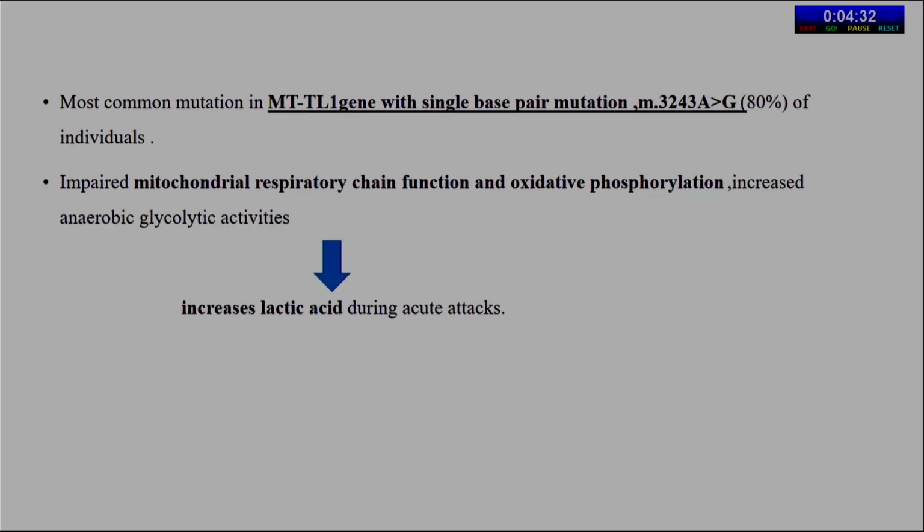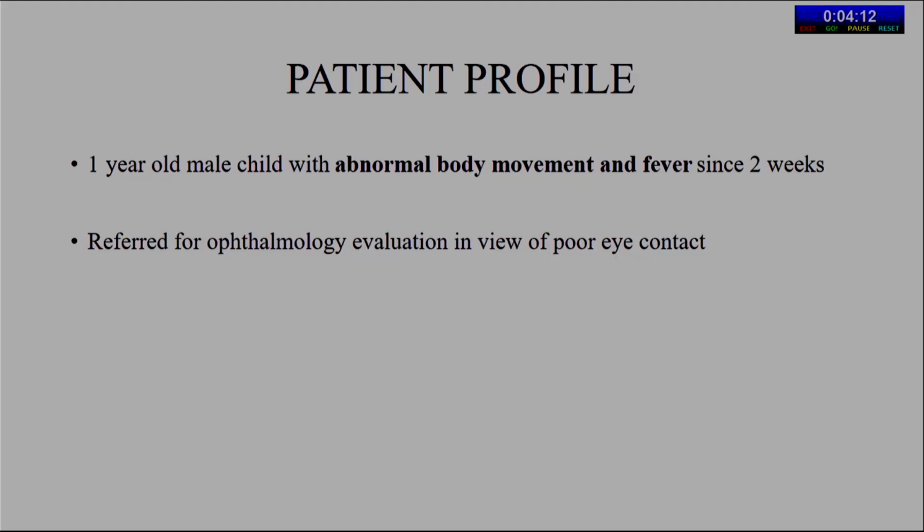It is because of a mutation in the MTTL1 gene, with a single base pair mutation at the site 3243, adenine to guanosine. So it will affect the mitochondrial respiratory chain function and oxidative phosphorylation, increasing the anaerobic glycolytic activities, thereby increasing the lactic acid and symptoms in the patient. So my patient profile: a 1-year-old male child presented to pediatric neurology with abnormal body movement and fever since 2 weeks.